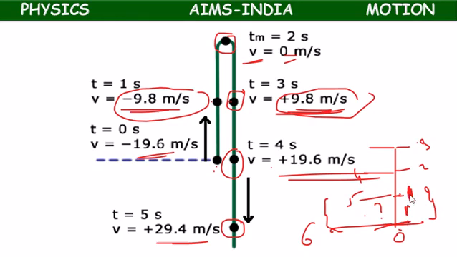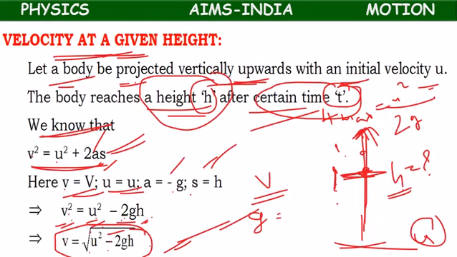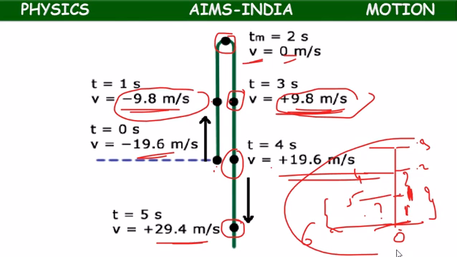In the same way, the distance traveled between 1 to 2 seconds and between 4 to 5 seconds will be the same. And the formula for this is S equals u minus g by 2. This is the first second, last second distance formula: S equals u minus g by 2.